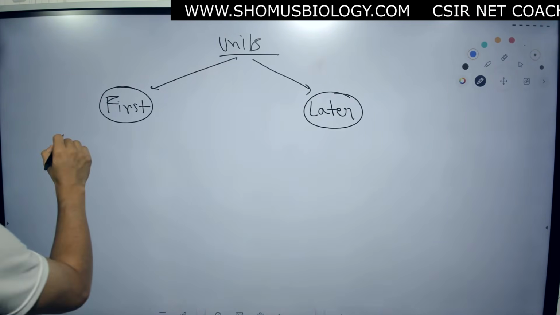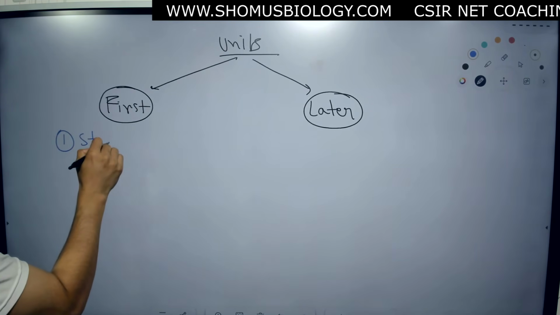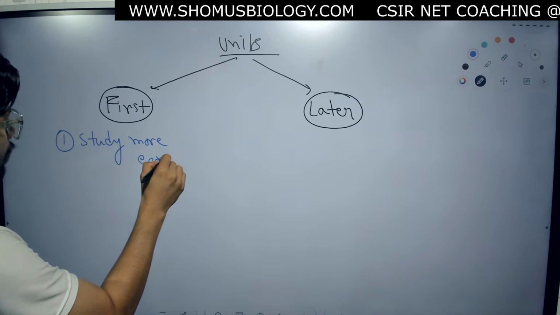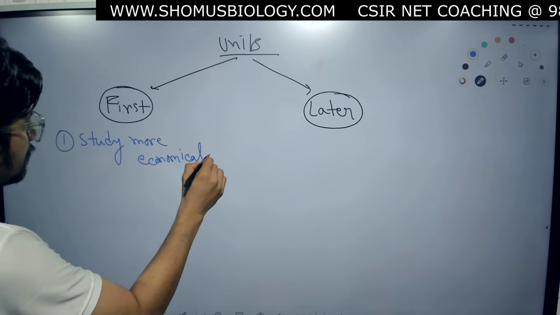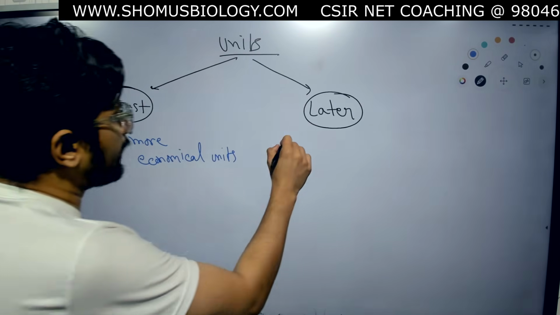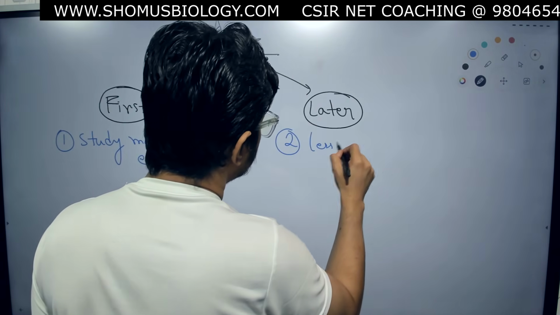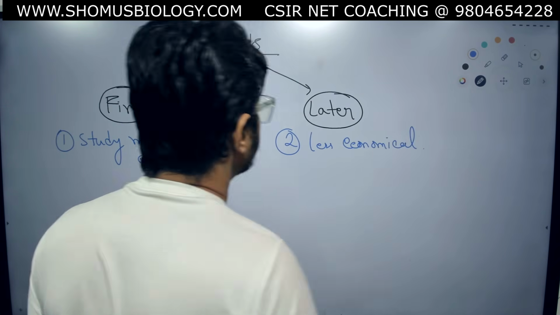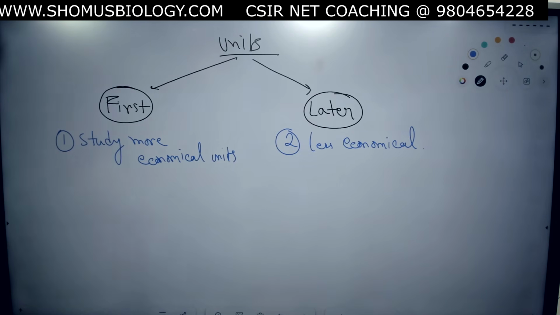So the first approach is to study more economical units first and then less economical units later. This is one way to go.